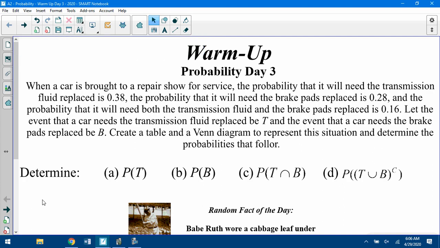My car is brought to a repair shop for service. The probability that we'll need the transmission fluid replaced is 0.38. Probability that it will need brake pads replaced is 0.28. And the probability that it will need both the transmission fluid and the brake pads replaced is 0.16. Let the event that a car needs the transmission fluid replaced be T. The event that a car needs the brake pads replaced be B. Create a table and a Venn diagram to represent this situation and determine the probabilities that follow.